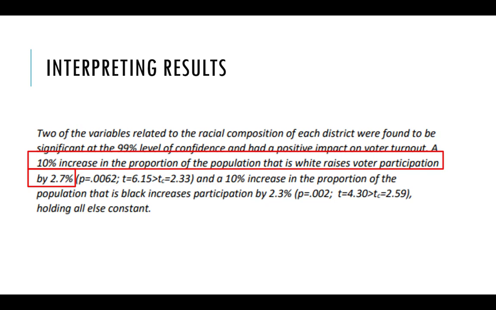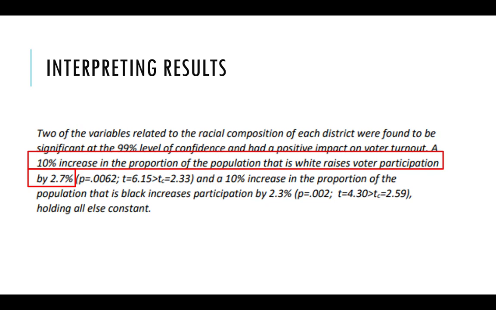I say 2 of the variables related to the racial composition of each district, this was a voting study, were found to be significant at the 99% level of confidence and had a positive impact on voter turnout. So this is a paper explaining voter turnout across different precincts. And we concluded a 10% increase in the proportion of population that is white raises voter participation by 2.7%. And again, I'm showing you that it's significant with my p-value and my t-test.